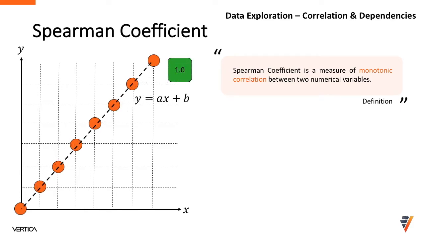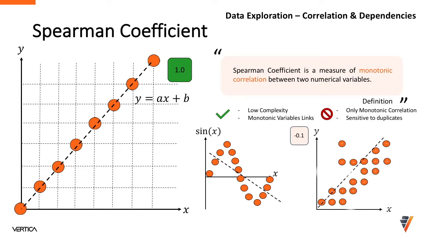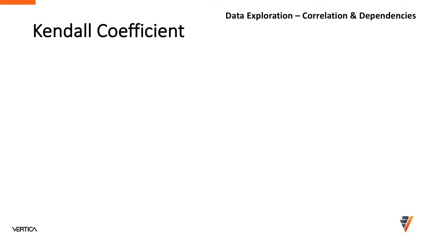It makes Spearman Correlation Coefficient very good to get monotonic relationship. It is also very easy to compute. However, Spearman Coefficient can only handle monotonic links, and it is very sensitive to duplicates. That's why some statisticians prefer Kendall Correlation Coefficient.